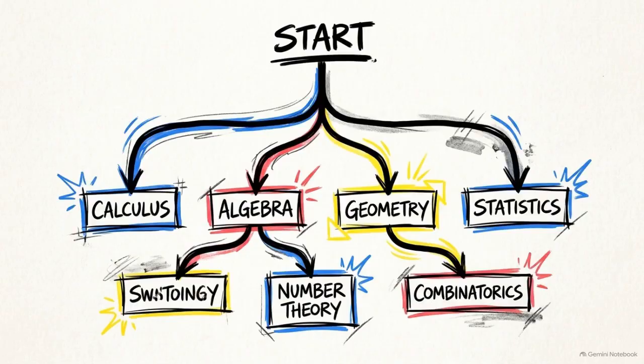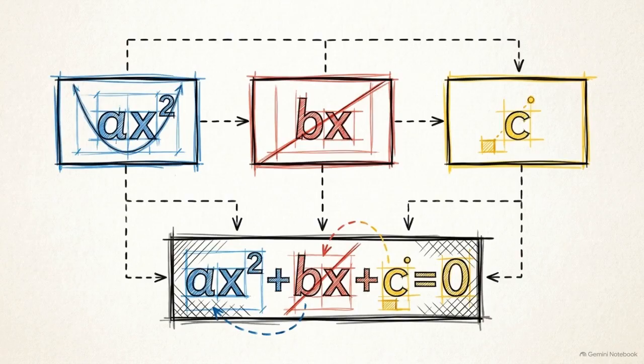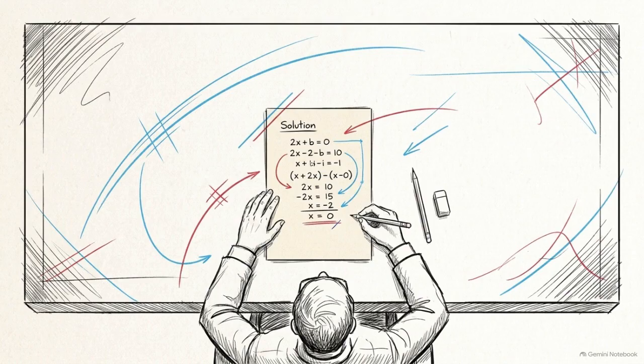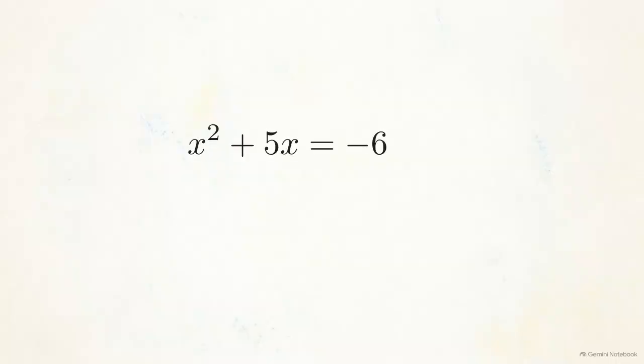This guide provides a strategic diagnostic decision tree. We are identifying exactly when to deploy each specific tool. True mathematical mastery involves precise diagnostic recognition. Identifying structural patterns allows you to spend your mental energy on the calculation itself, rather than the search for a strategy. Every path begins with standard form.